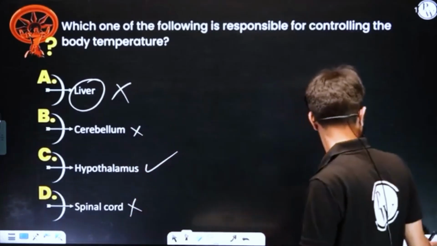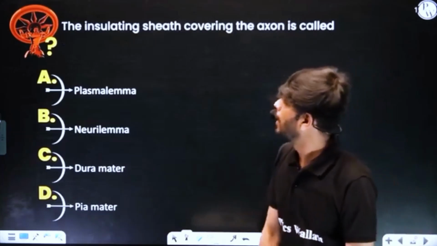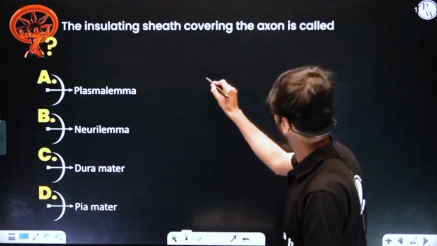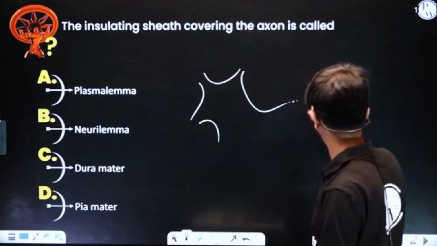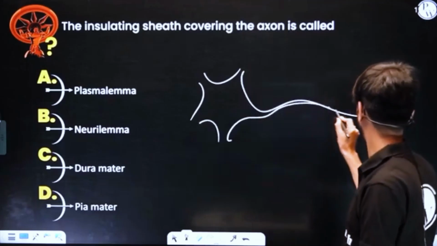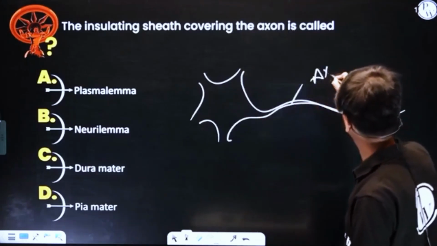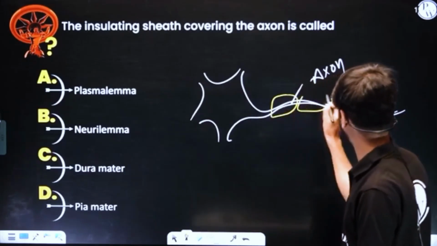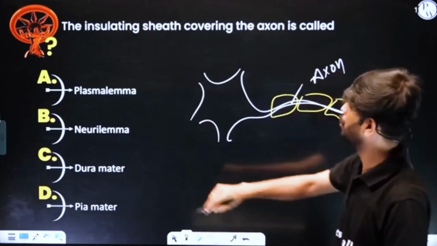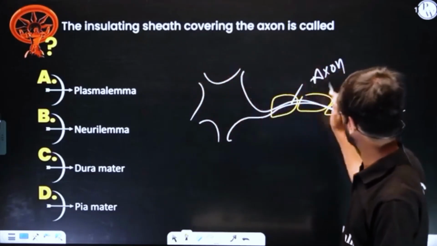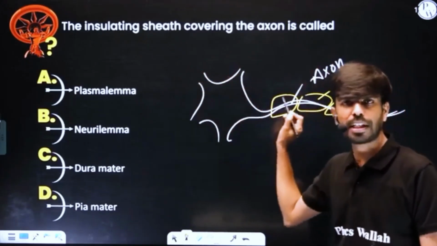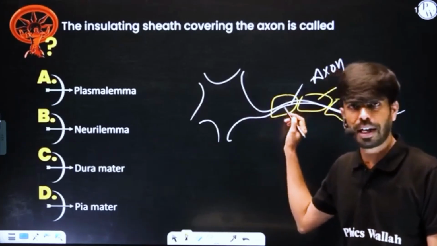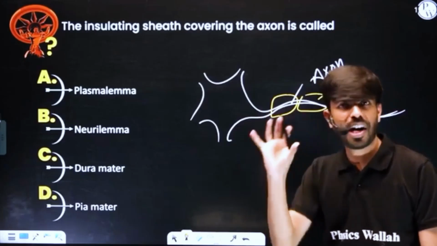Next question for you. The insulating sheath covering the axon is called. So we have written the structure of a neuron. There is a long extension called axon. Over the axon there is a sheath. Now they are asking the question, the insulating sheath covering the axon. So what is this particular insulating sheath? Neurolemma, and it is made up of what? Schwann cells.